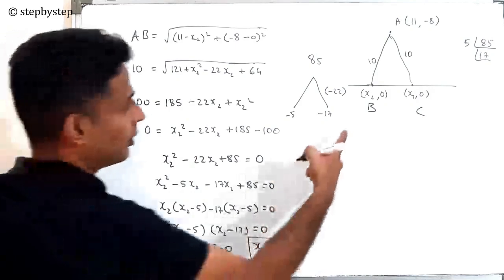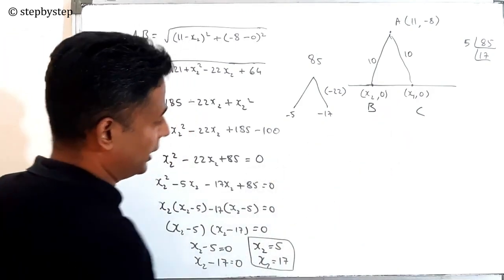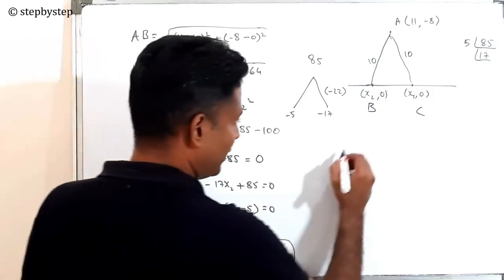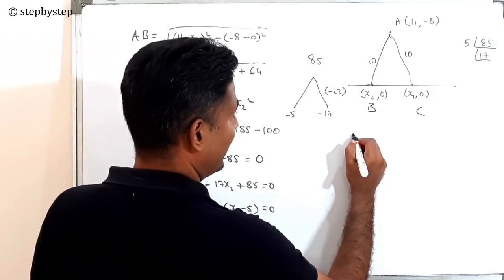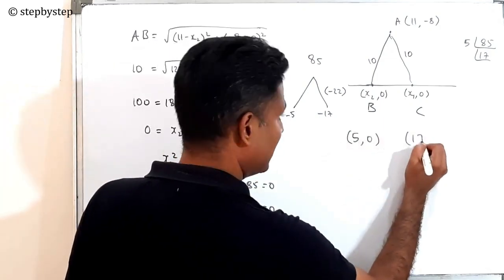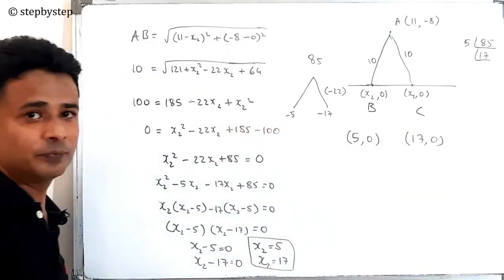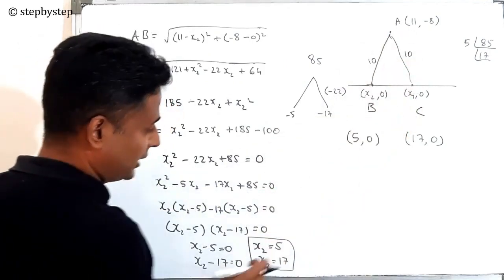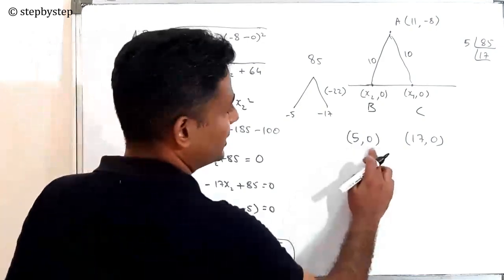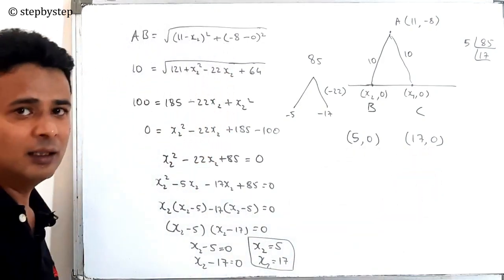So we have actually gotten both the points. If we solve this, we'll get the same answer. So what are the 2 points? One is 5, 0 and the other is 17, 0. If you solve using this equation, again you'll get 2 values of x. So what are the 2 points? 5, 0 and 17, 0.